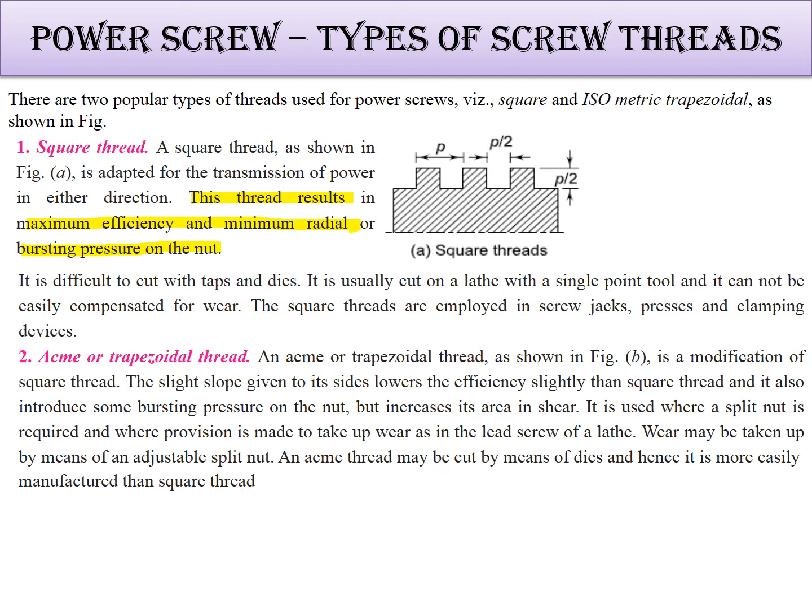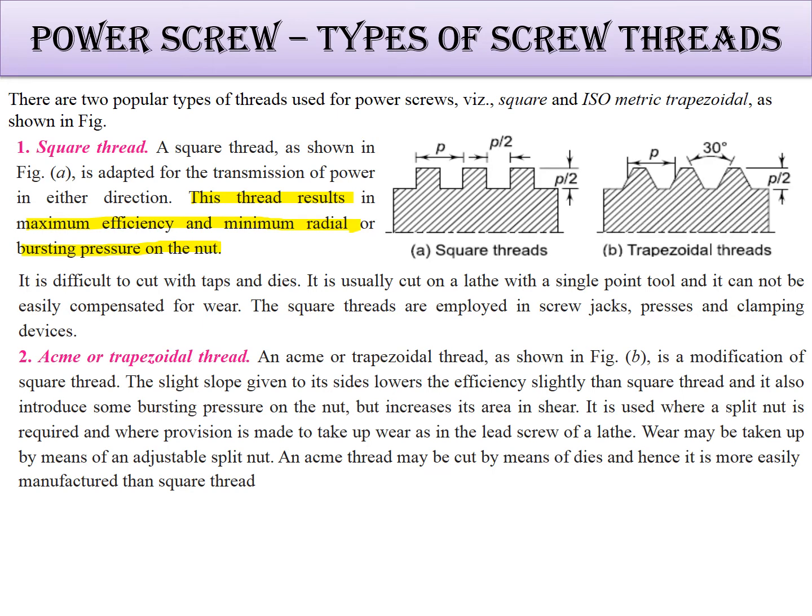Now acme and trapezoidal thread. This is the next type of power screw which is shown here. Now there is a difference. Here the angle is 90 degree and here the angle between the two threads is 30 degree. So the 30 degree angle is mostly used. It is a modification of a square thread and its efficiency is slightly lower than the square thread. It introduces some bursting pressure on the nut but increases its area in shear.